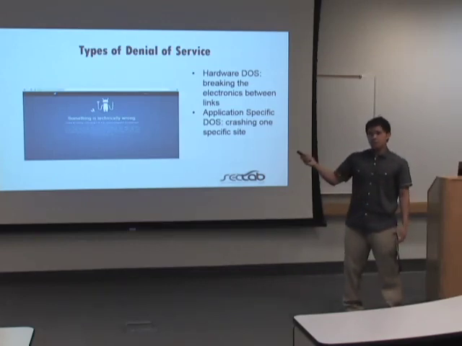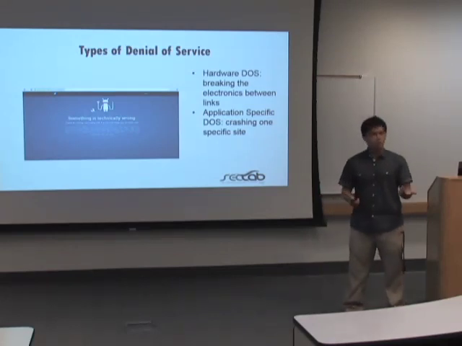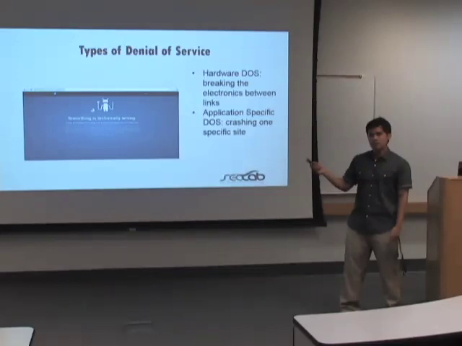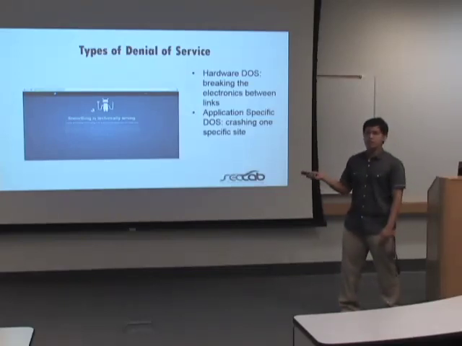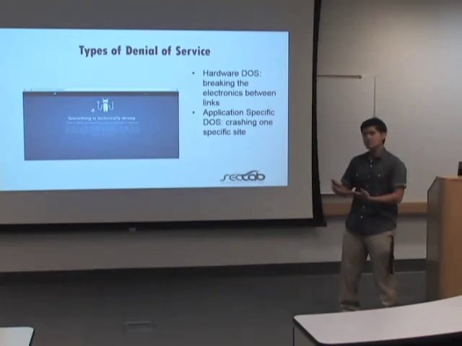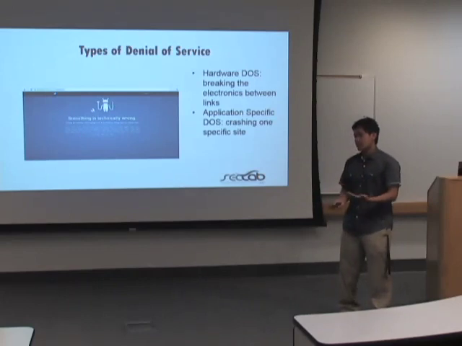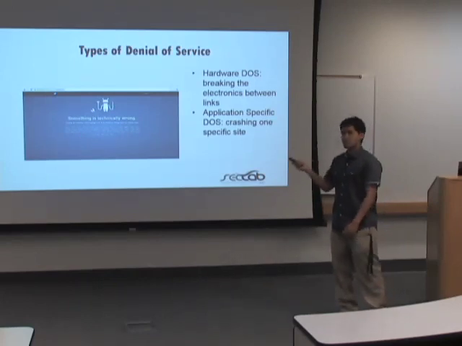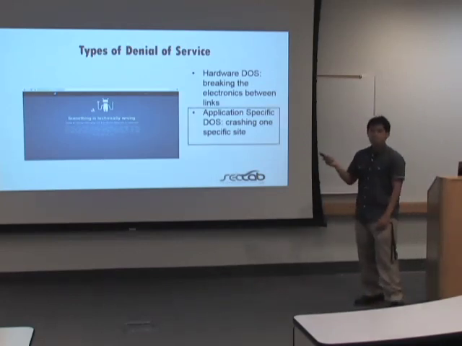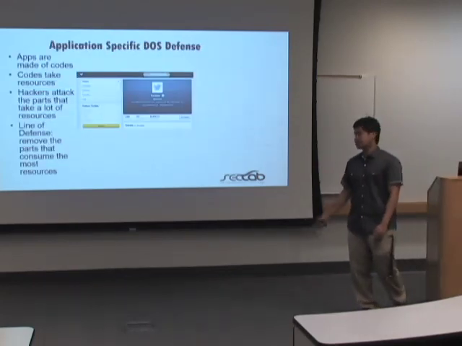Another one is application denial of service. Here I have a picture of a website because applications and websites are technically the same thing. Applications are just a more technical term for it. But application-specific denial of service is basically crashing the website itself, rendering the website itself unusable to the user. So even though the computers, the servers, and the electronics behind it are working perfectly fine, this attack just crashes the website itself, one specific website. And this is the type of denial of service that we are focusing on for this project specifically.